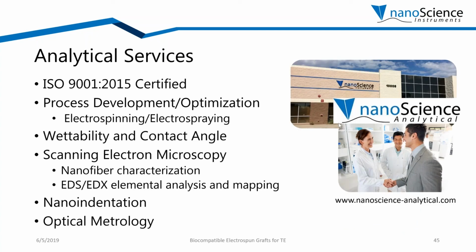Lastly, I would like to remind everyone of our analytical services. We offer process development and optimization of your current electrospinning solution. We also offer characterization techniques like wettability and contact angle for when the hydrophilicity of your samples is needed. Microstructure analysis can also be performed through our analytical department. So if you're interested in looking at your microstructure, either electrospun scaffold or any other type of material, we can do it using our Phenom desktop SEM.